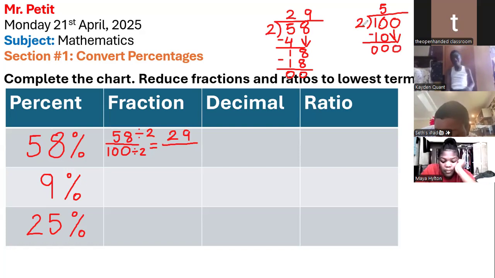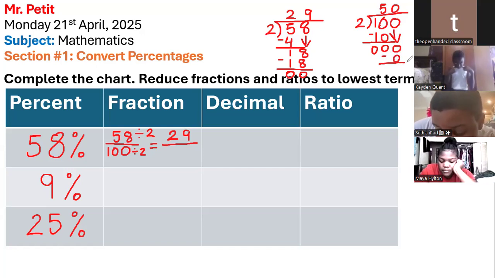How many times does 2 go into 0? 0 times. 2 times 0 is 0, minus 0 is 0. So the answer is what? 29 over 50. How did you get the 100?